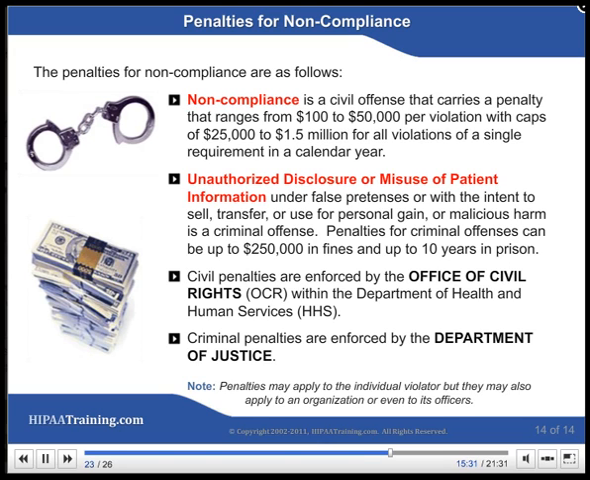Civil penalties are enforced by the Office for Civil Rights, OCR, within the Department of Health and Human Services, HHS. Criminal penalties are enforced by the Department of Justice. Note: penalties may apply to the individual violator, but they may also apply to an organization or even to its officers.